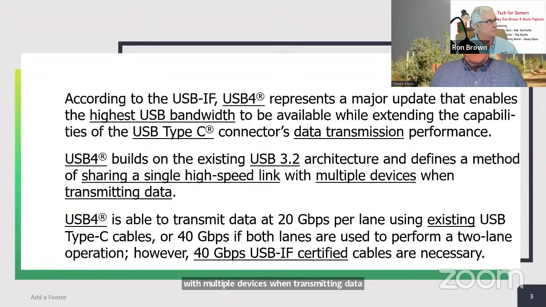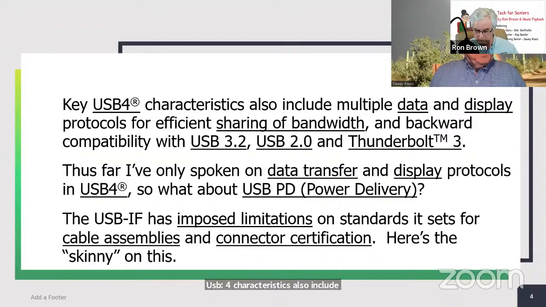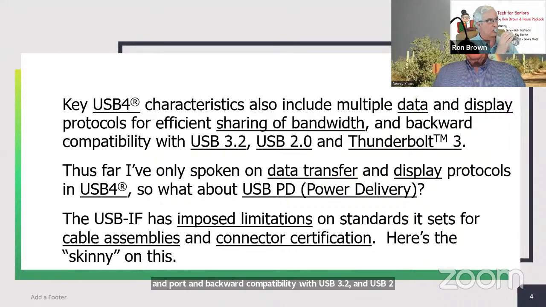USB 4 is able to transmit data at 20 gigabits per second per lane using existing USB Type-C cables, or 40 gigabits per second if both lanes are used to perform a two-lane operation. However, 40 gigabit USB-IF certified cables are necessary in that situation. Key USB 4 characteristics also include multiple data and display protocols for efficient sharing of bandwidth, and backward compatibility with USB 3.2, USB 2.0 and Thunderbolt 3.